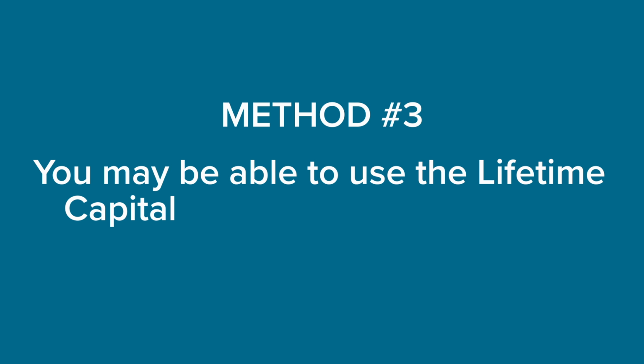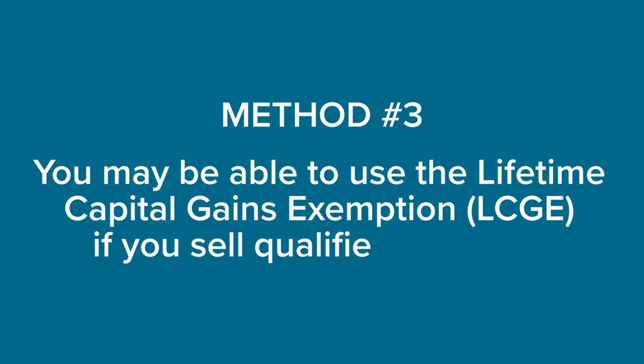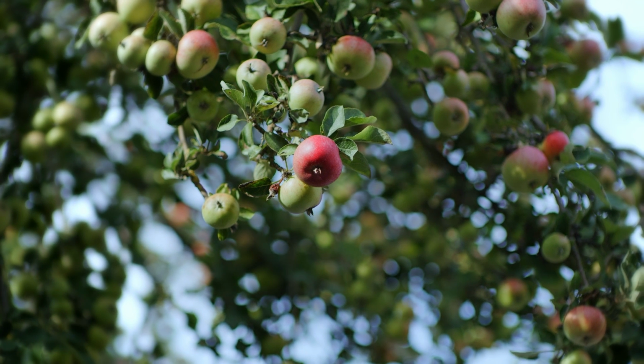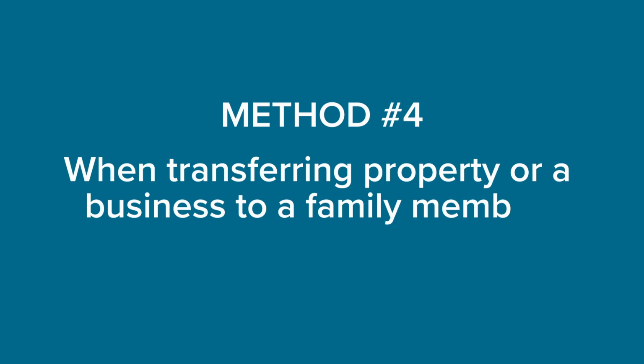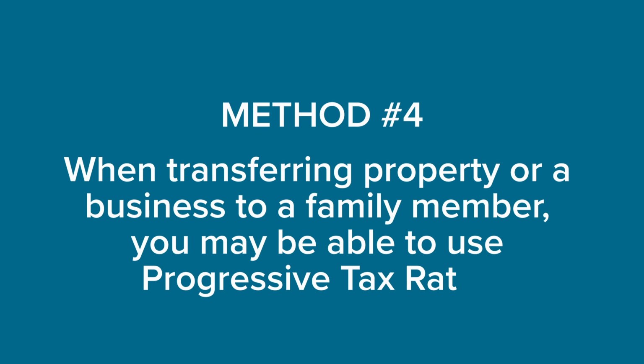The third way is you may be able to take advantage of the lifetime capital gains exemption, LCGE, if you sell qualified property, such as shares of a small business corporation and certain interests in farming or fishing properties. When transferring property or business to a family member, you may be able to spread the tax burden out over a few years to take advantage of the progressive tax rate. This is more complicated, so we strongly suggest you talk to a professional, such as an accountant, about this strategy.